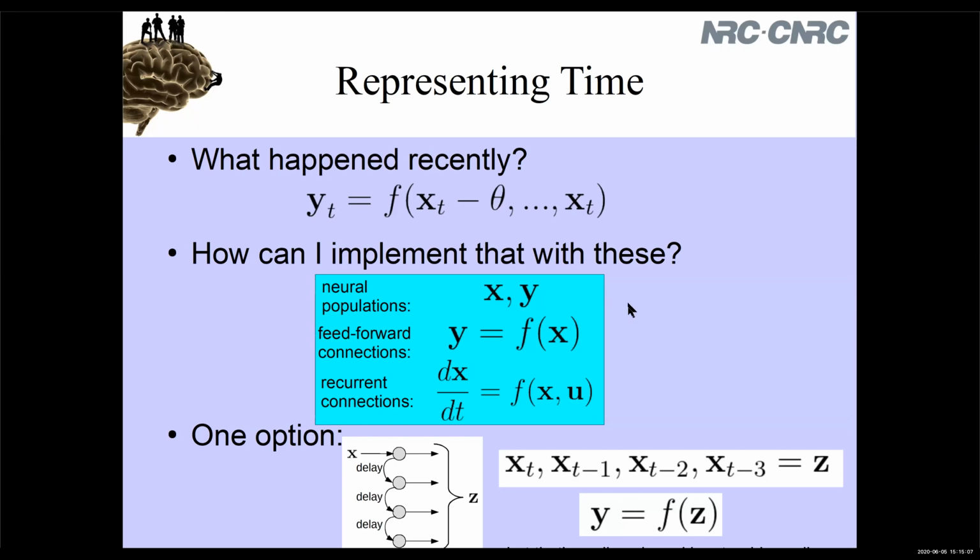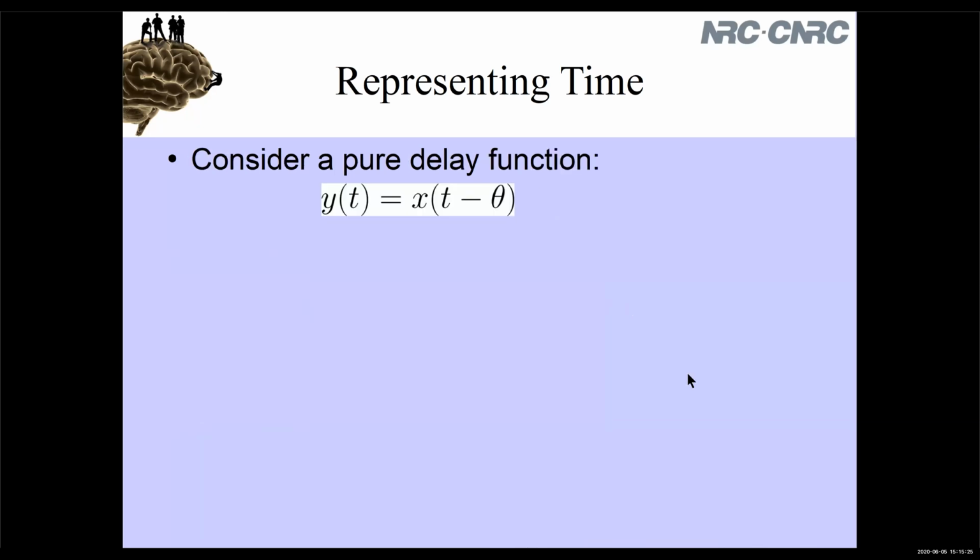So what happened recently? And how can I implement that sort of function when all I've got is feed forward connections? I've got y is a function of x, and I've got differential equations. How can I do that? Well, this is the purest version of that problem. I just want a function where the output is whatever the input was. So I want y to be whatever x was theta seconds ago.